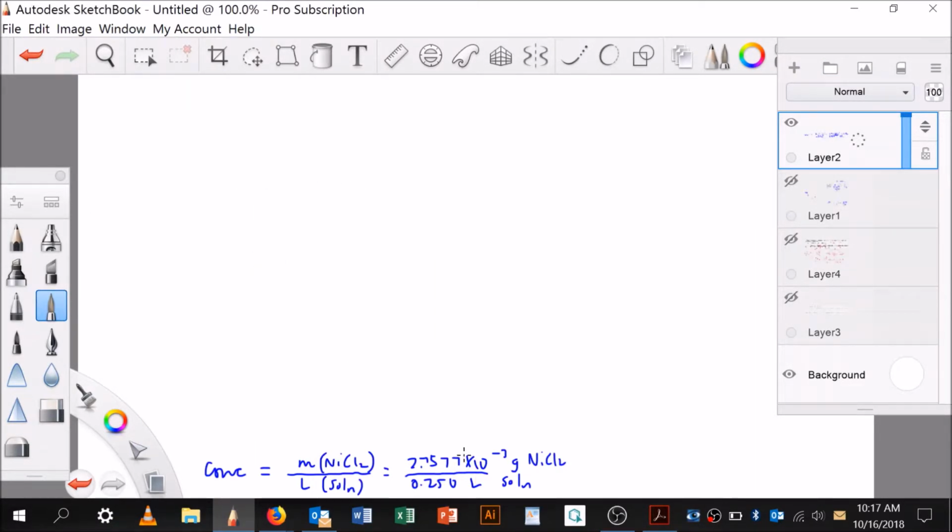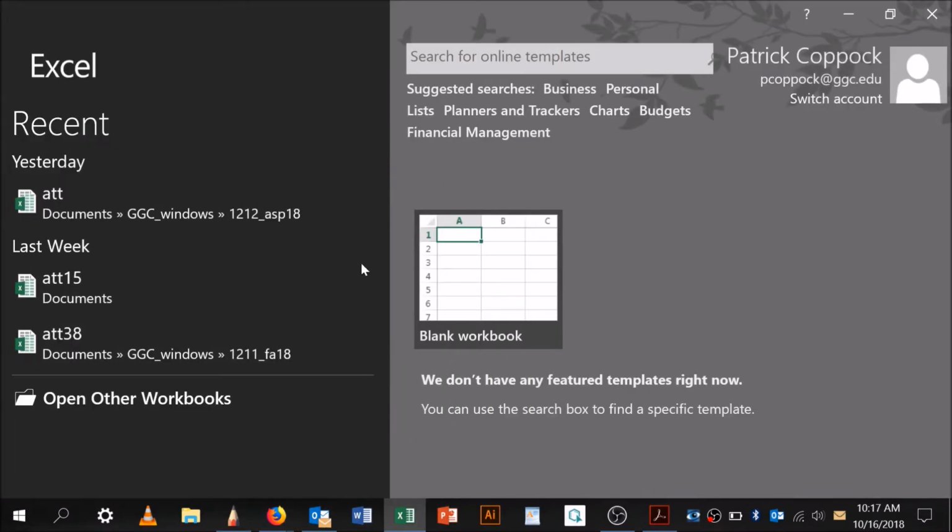I'm going to rewrite this in a couple different forms, because that's a pretty clumsy number, right? 2.7577 times 10 to the minus 3 grams per 0.250 liters. Okay, and so what I'm going to do is, I don't have my calculator. I just gave it to my son. So I'm going to calculate this here with an Excel spreadsheet.